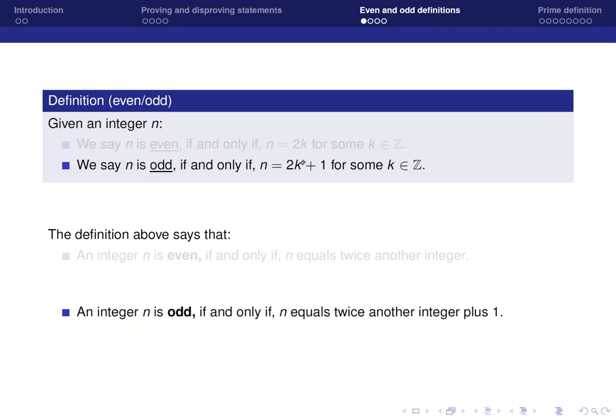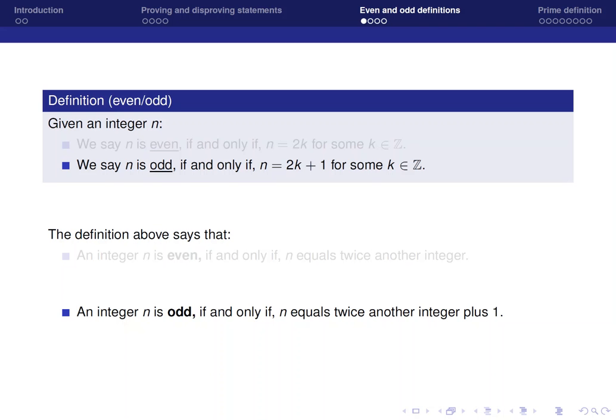Now keep in mind that the k in this problem is just a random integer. It doesn't have to be even or odd itself. It's just some random number. So saying that an integer is odd means that it equals 2 times some integer plus 1.